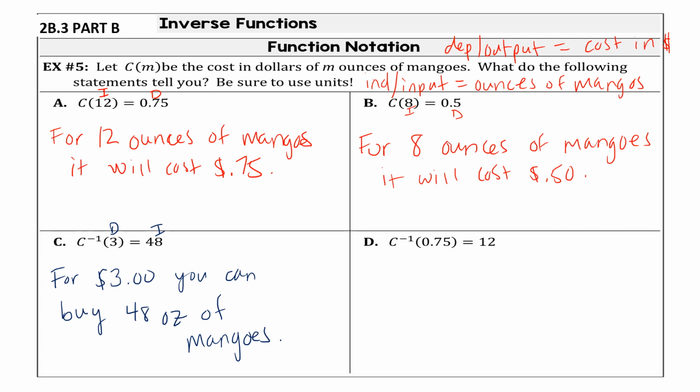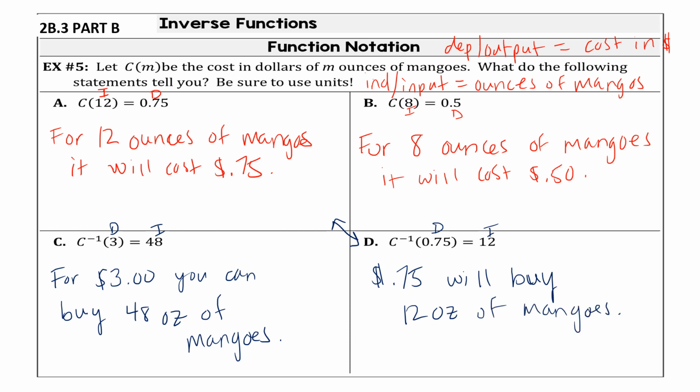Easy enough. Again, your inverse means that your dependent and independent have switched roles. So my dependent is 75, my independent is 12, and these are inverses of each other. So we can write it as 75 cents will buy 12 ounces of mangoes. So that's the basic interpretation: making sure you know what your independent and dependent are, and then applying it in the correct location.